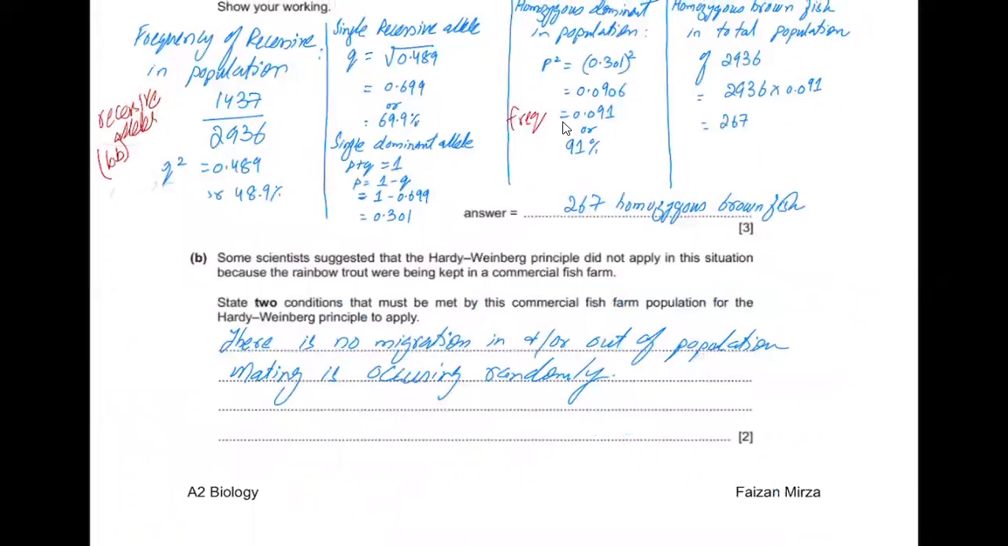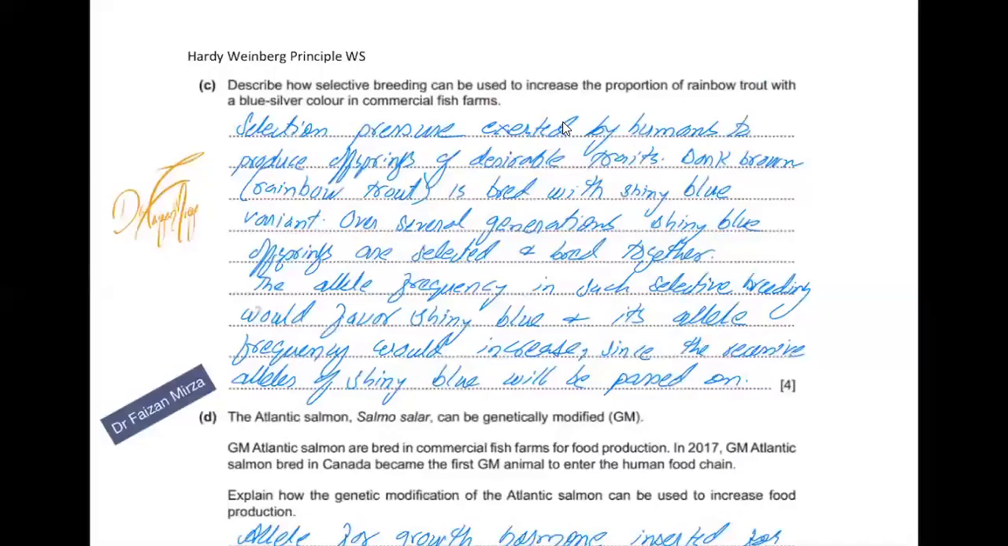Some scientists suggested that the Hardy-Weinberg principle did not apply in this situation because the rainbow trout are being kept in a commercial fish farm. State two conditions that must be met by the commercial fish farm for the population for the Hardy-Weinberg principle to apply. There is no migration in and out of the population, and mating is occurring randomly. So if these conditions are met, yes, it can be applied.